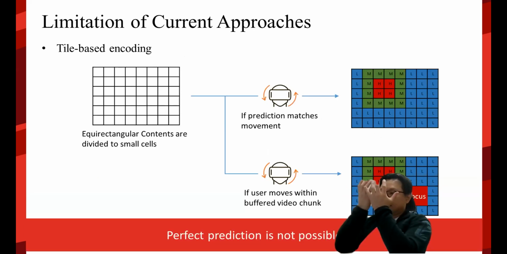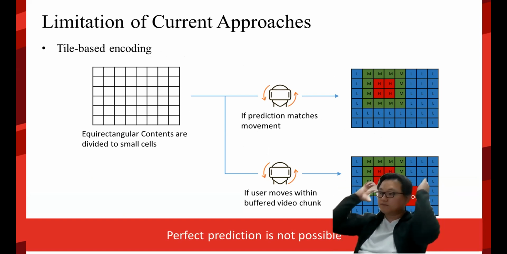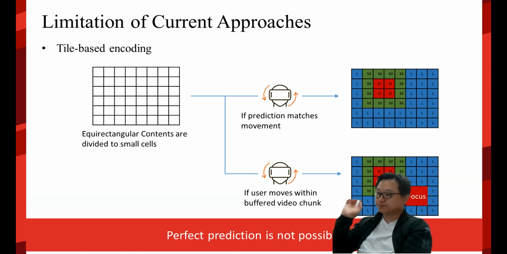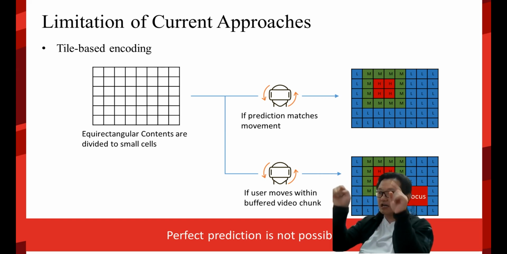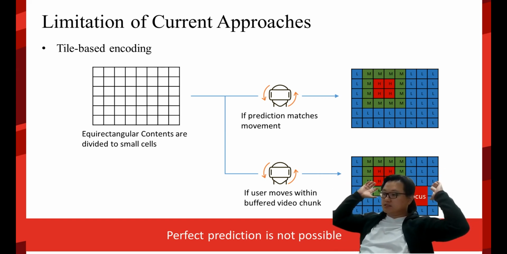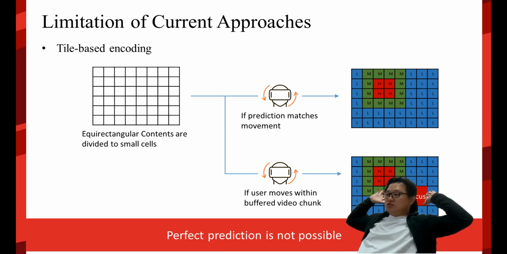Tile-based means I have 360 video content, and I divide it into small tiles. It's not just one file, I have independent tile contents. So if I'm looking at the focal face, I'm watching high quality. The rest of the area is streamed in low quality. That's straightforward, very intuitive. Where I'm watching is streamed in high quality, and where I'm not watching is streamed in low quality.